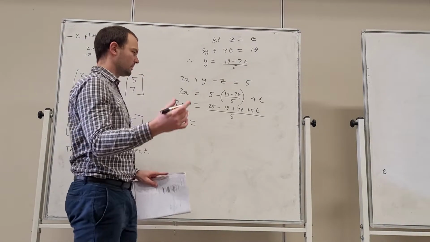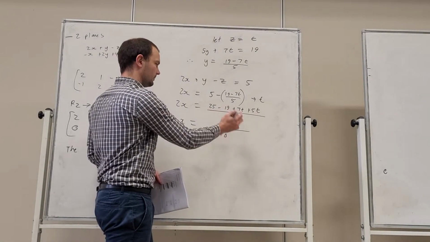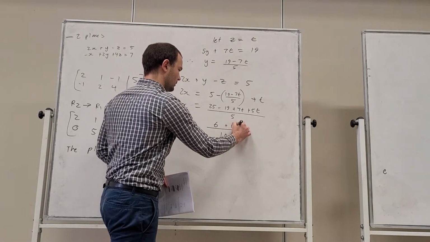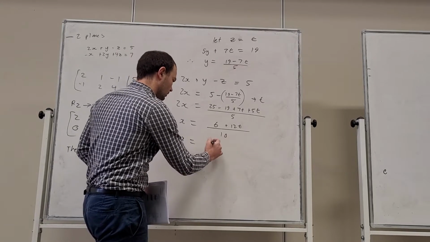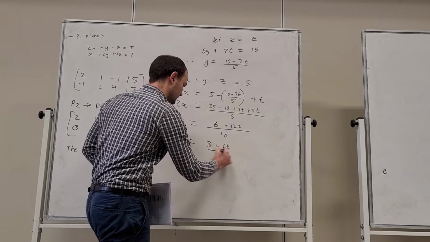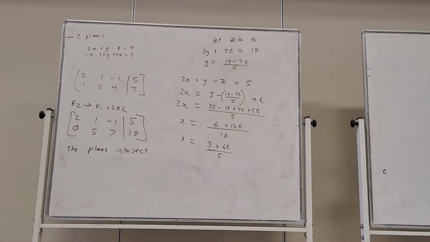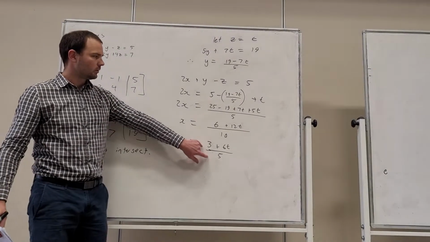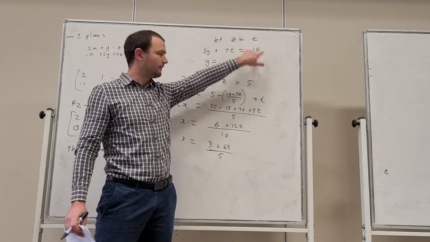And then x is going to be on top of 10, and we can collect this. We've got 25 take 19, that's going to be positive 6. And we've got 7t plus 5t, that's going to be plus 12t. And that can simplify. So, 3 plus 6t on 5. Alright, so the equation of the line where these two planes meet has this x coordinate, this y coordinate, and this z coordinate. Alright, they meet along that vector line.